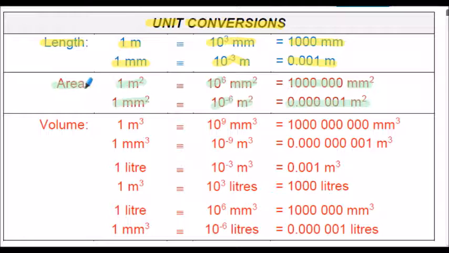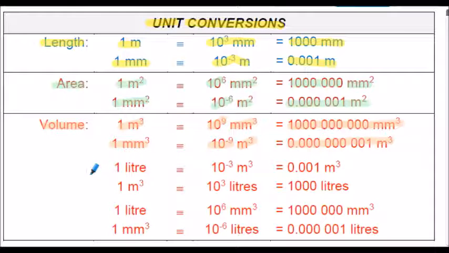When we're converting area, 1 meter squared is 10 to the power of 6 millimeters squared. Now when we're converting volume, 1 meter cubed is equivalent to 10 to the power of 9 millimeters cubed, or sometimes stated as 1,000 million or 1,000,000,000 millimeters cubed. Conversely, 1 millimeter cubed is 10 to the power of negative 9 meters cubed. A very small number indeed.